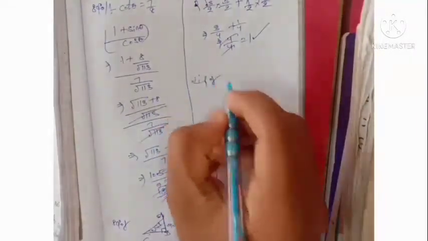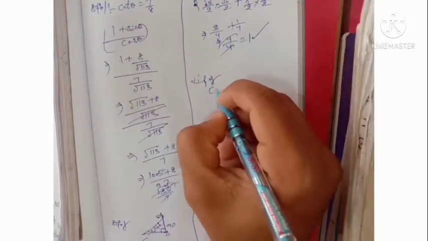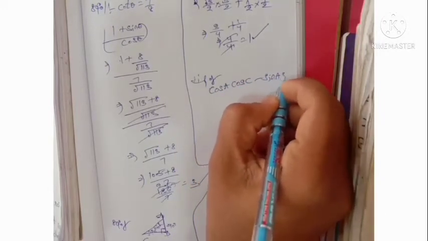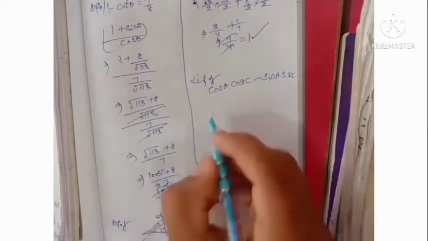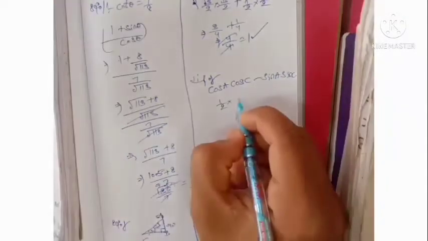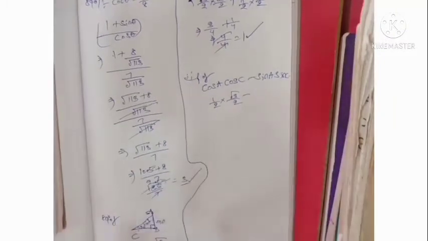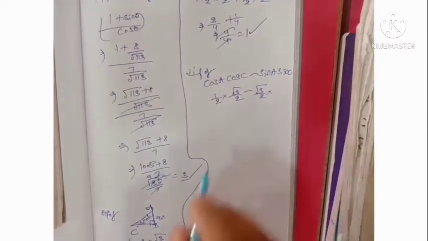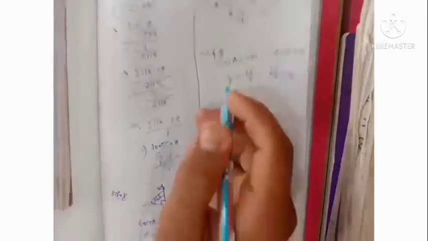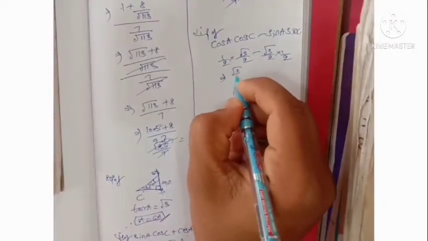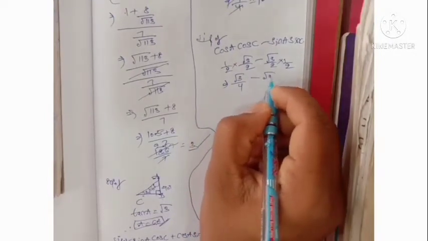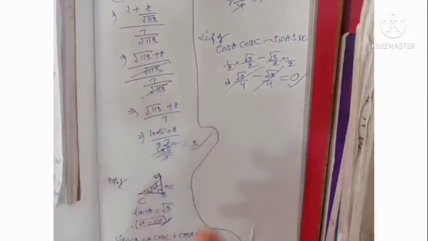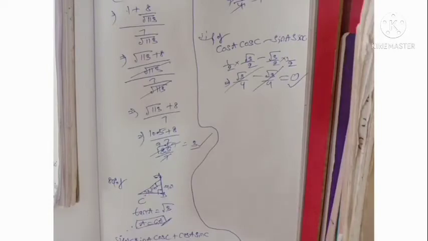Second, cos A cos C minus sin A sin C. We know cos A is 1 by 2, cos C is root 3 by 2, minus sin A root 3 by 2, sin C 1 by 2. Okay, root 3 by 4 minus root 3 by 4. It's the same value, so 0. Okay, next, here it's the end of 11.1.